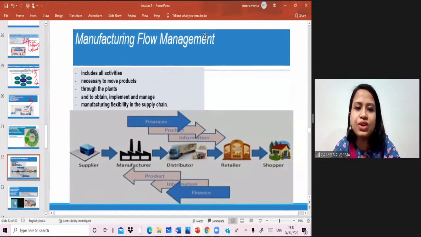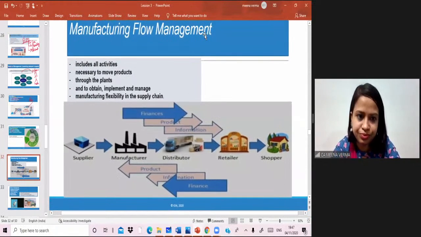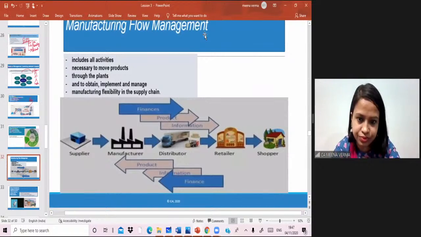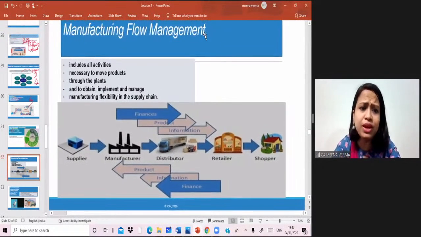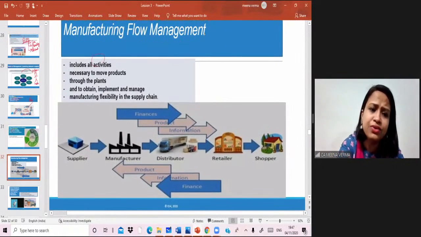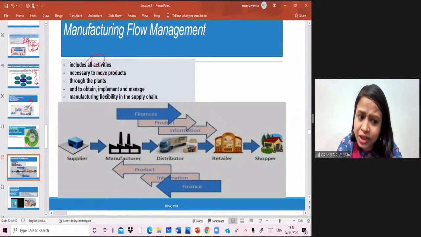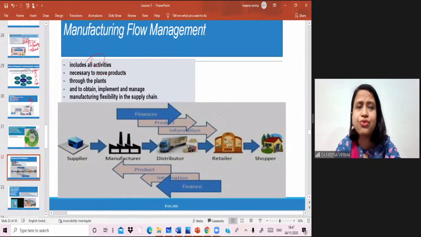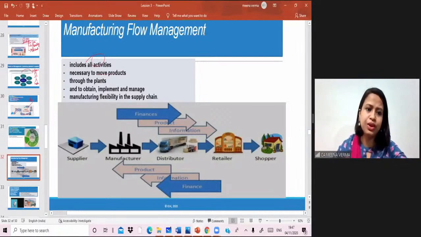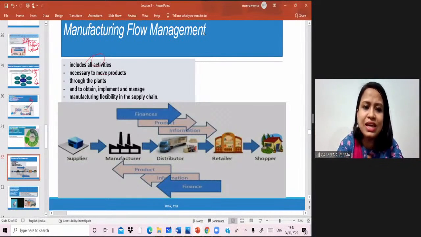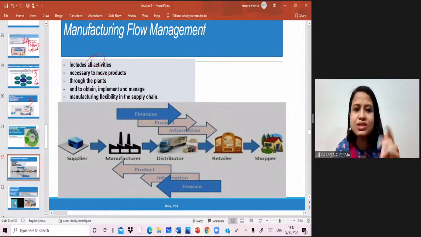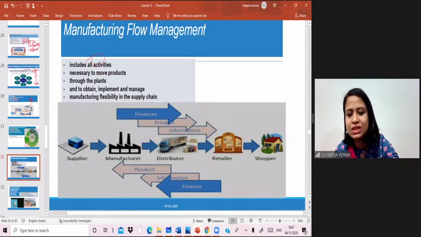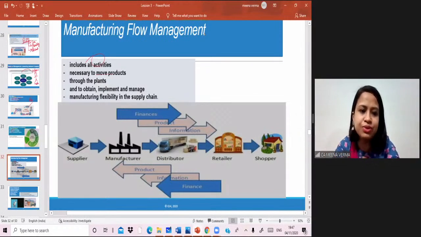Next point is manufacturing flow management. It is related to all the activities necessary to move the product. You know that the product moves from the supplier to the customer. So this helps you to understand the movement of your product from the supplier to the customer.